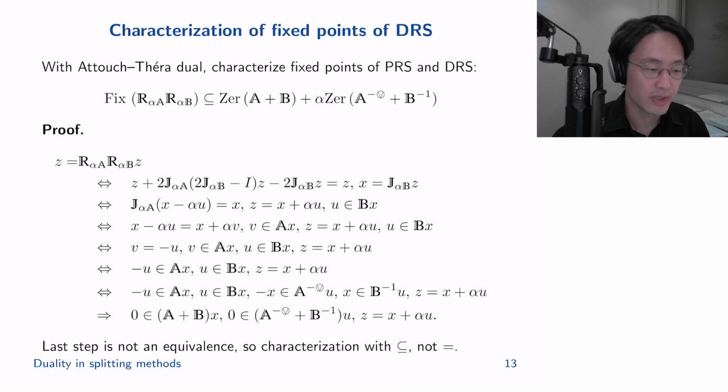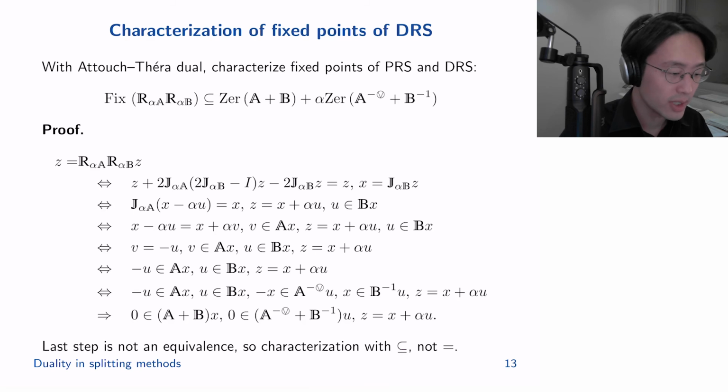Here is the characterization. The fixed points of the PRS operator, which is equivalent to the fixed points of the DRS operator, is a subset of the set of primal solutions plus alpha times the set of dual solutions. Let's prove this inclusion. So let's start with a z that is a fixed point of the PRS operator. Well, if we just write out the PRS operator, that is equivalent to just this thing. So this is the PRS operator, and we're saying that z is a fixed point.